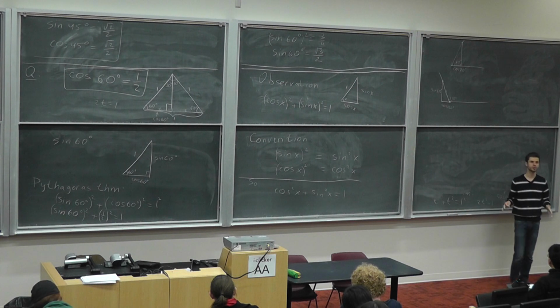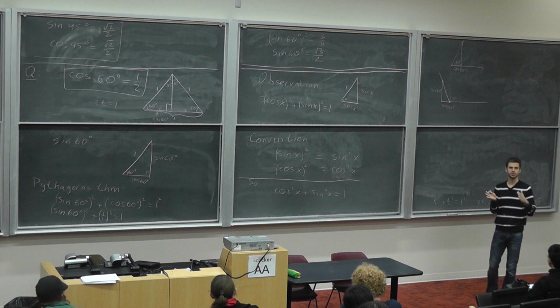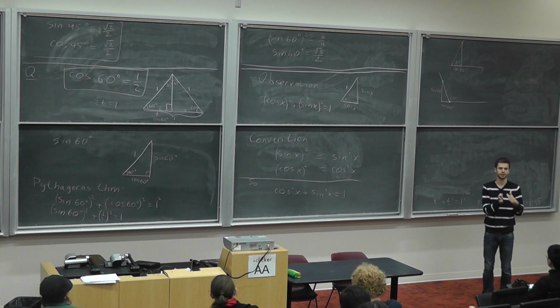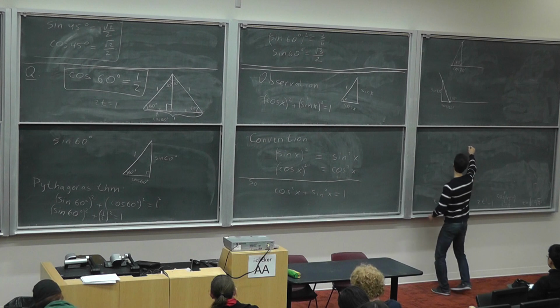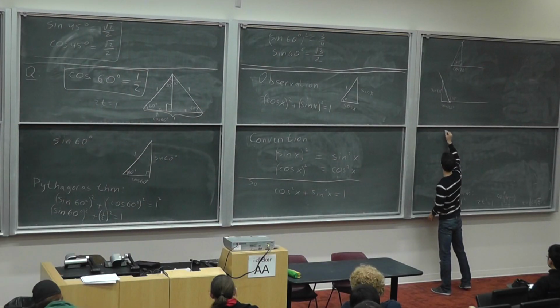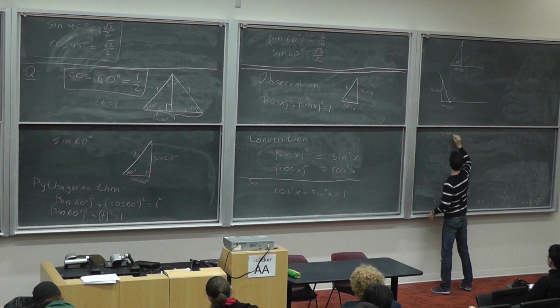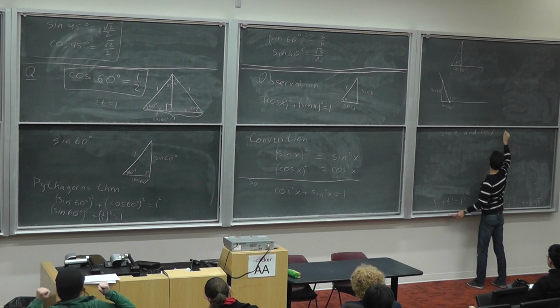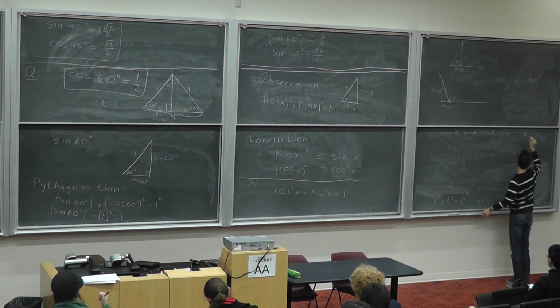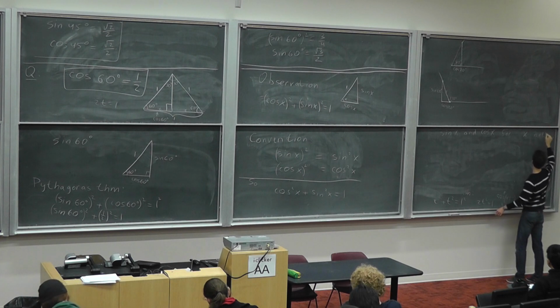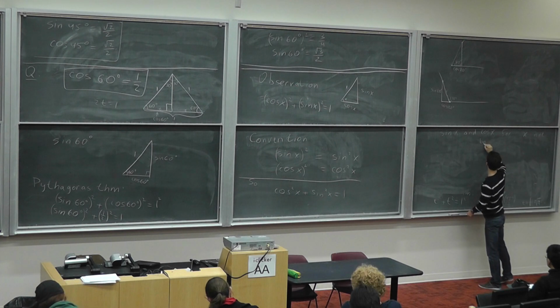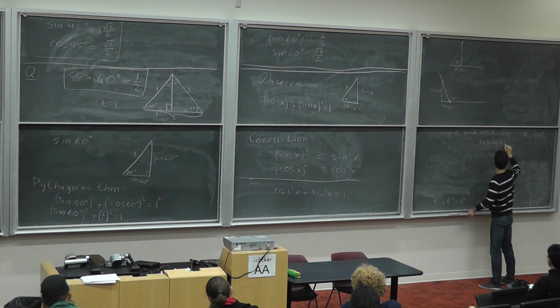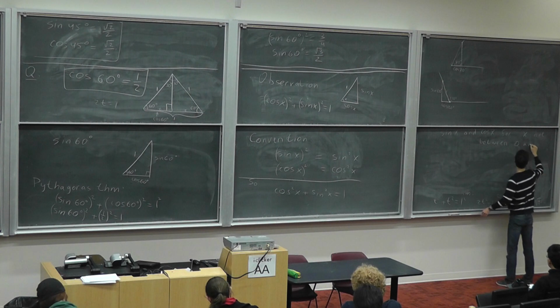So far we only talked about sines and cosines for angles which were inside of the triangle. Now we'll talk about sines and cosines. So now sine x and cosine x, for x between 0 and 90 degrees.